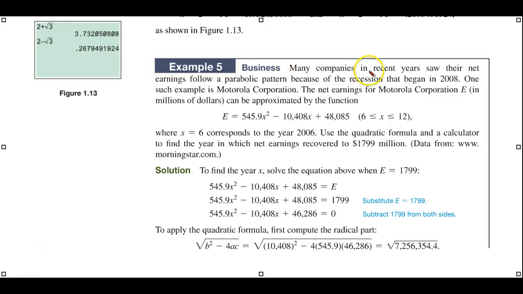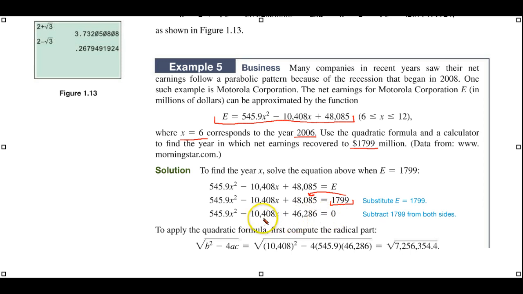So here, this company's profit followed a pattern that can be expressed by this quadratic equation here. And there's x squared, x, and there's our constant. Now, they're saying this x value is between a 6 and a 12, and it's going to correspond to the year 2006, where net earnings were this much. So we're going to put this much for E over here. We're then going to transpose this to there, subtracting this from that, and now we get this.